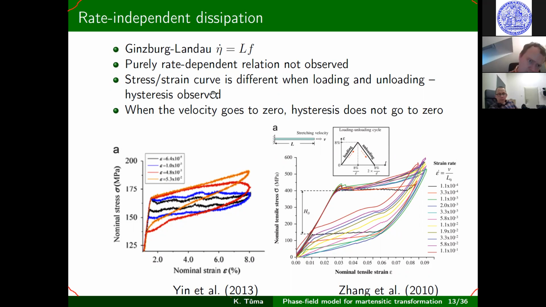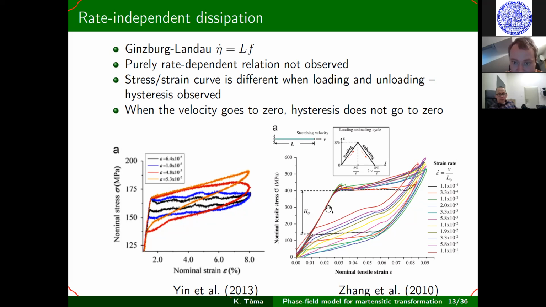is not observed. So here you can see two graphs, the dependence of stress on strain. It shows that during the loading and unloading, you can observe a hysteresis curve. You can observe the same also with the rate dependent dissipation, but you obtain the hysteresis curve due to the non-zero speed. Here, you can see that even if you decrease the speed of the loading and unloading, the area under the hysteresis curve is still positive and it does not go to zero.